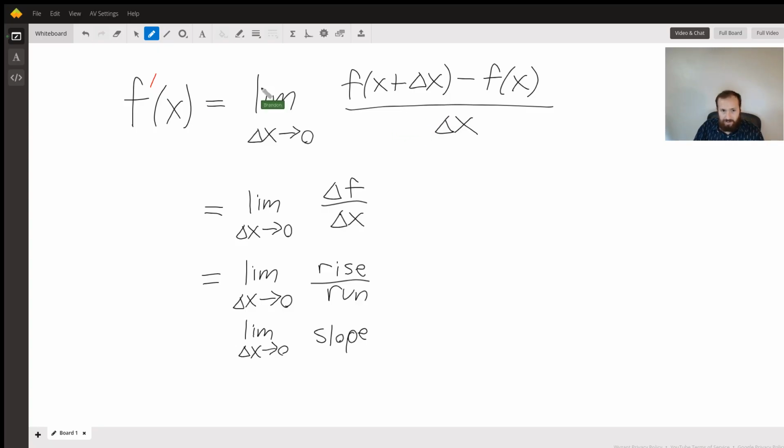So if you had f of x equals x squared, and you actually use this definition, it's not easy, but you could do it, you could get, at the end, a function, 2x in this case, that would tell you the slope at every point. But this is fundamentally what it is.